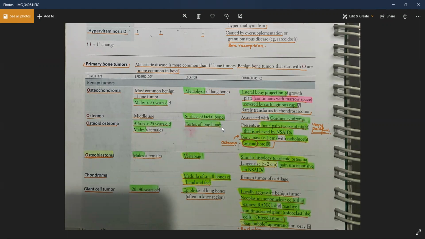It originates from the cortex of the bone. You have two parts in the bone: one is the cortex, one is the medulla, and the osteoid osteoma originates from the cortex of the bone. The patient will present with bone pain, of course, like with any other cancer, but ironically, this bone pain can be relieved by NSAIDs. This is the only tumor in which the bone pain can be relieved by NSAIDs. But in all other tumors, you cannot get relief by NSAIDs only, right?